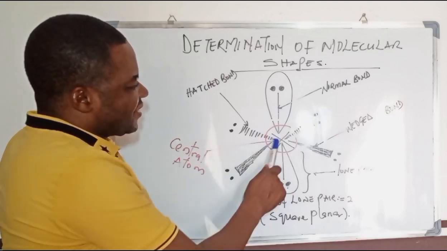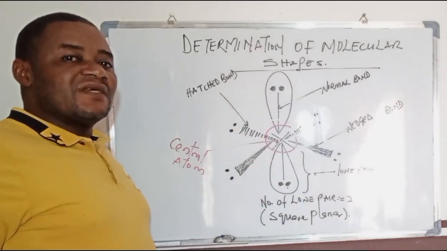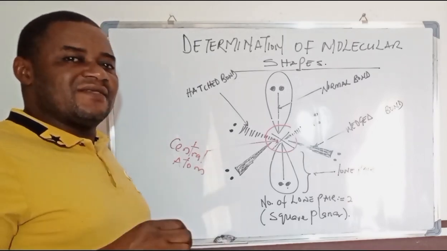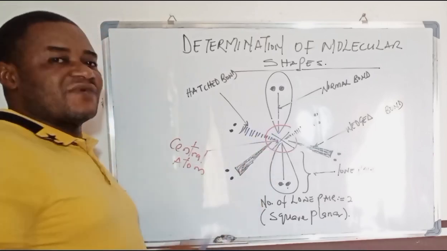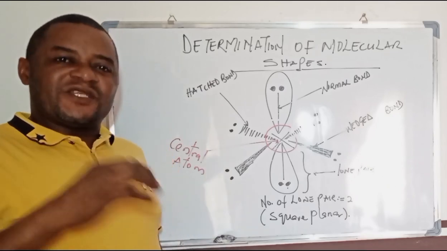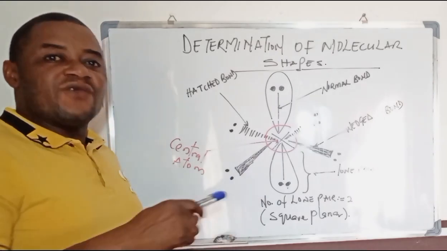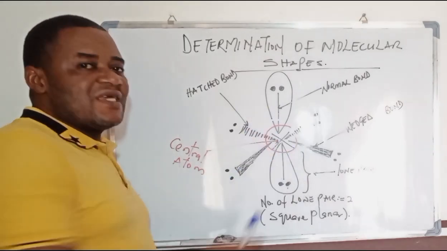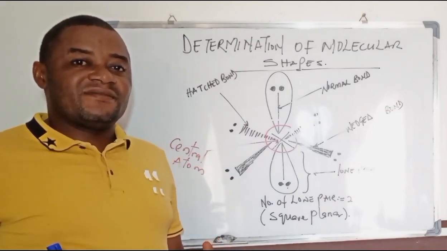Okay, around the central atom there is what you can call an electron charge cloud, and usually the electron charge cloud is simply the probability of finding an electron pair around the central atom. So when you say electron charge cloud, what you mean is that particular region around the central atom where you can probably find an electron pair.